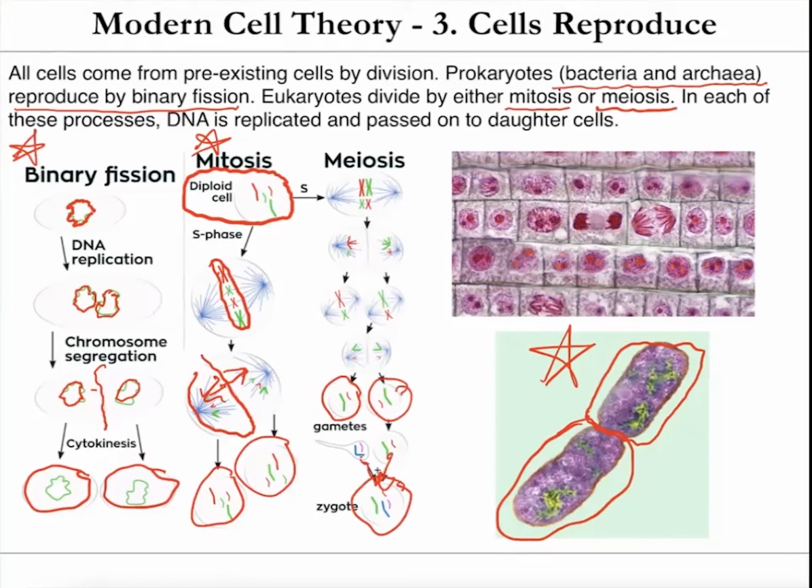In each of these processes, which are outlined right here, you can see a bunch of different eukaryotic cells, all in very different stages of replication. But in each of these processes, either binary fission, mitosis, or meiosis, DNA is replicated and passed on to what are called daughter cells. Those are the 2 cells that come from 1 cell through replication. So all cells reproduce and come from pre-existing cells by division. You can't just get a cell that pops up out of inorganic or even organic material.